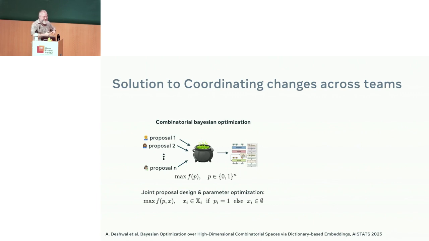And so the solution is the same solution that I just presented. It's combinatorial optimization. One has a kernel over these binary features, and we can use Bayesian optimization to optimize the objectives. Oftentimes, these are for product metrics. And so we can utilize multi-objective optimization when doing this combinatorial optimization.